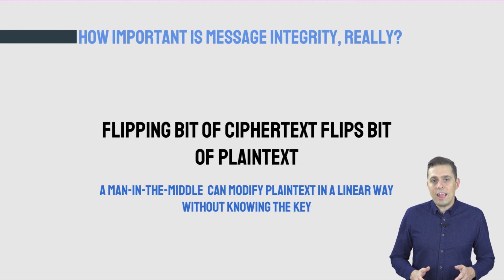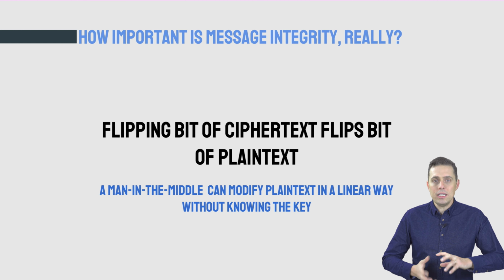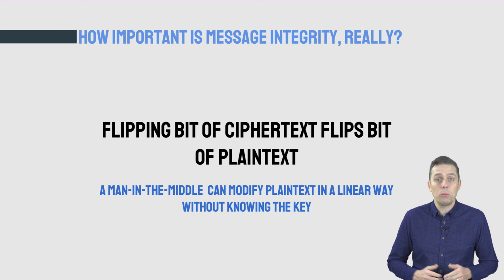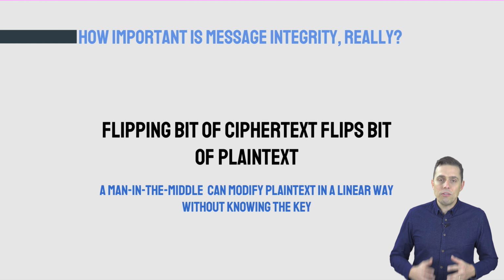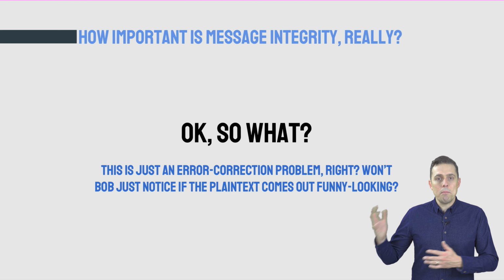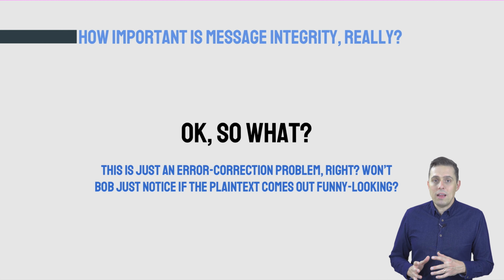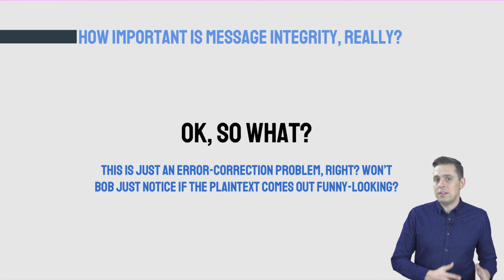So in each of these cases, flipping a bit of the ciphertext has the effect of flipping a bit in the plaintext. What this means is that the attacker has a way to make linear modifications to the plaintext without knowing the key. And this is a vulnerability the attacker can exploit. Now you might be saying, so what? If a man in the middle starts flipping ciphertext bits, it's going to mess up the plaintext, and Bob's going to notice, right? Well, before we dive into the practice, let's look at the theory.